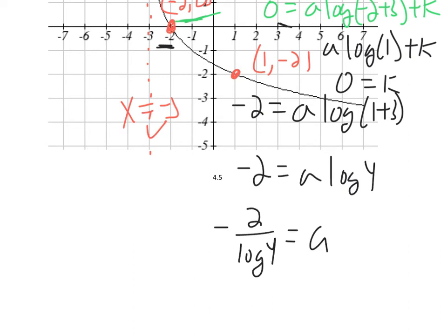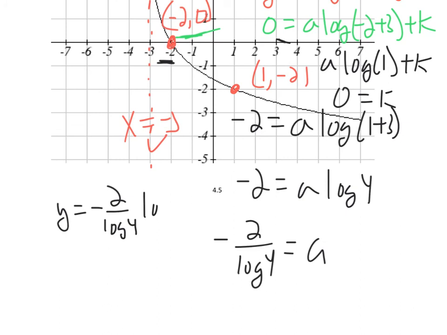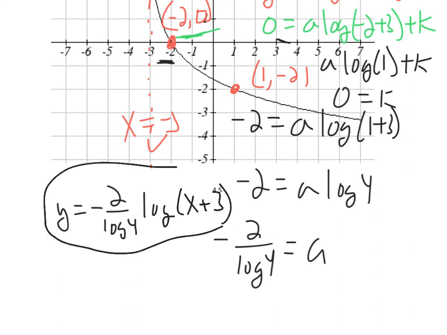Now, we could write y equals -2 over the log of 4 times the log of x plus 3. And that would be an equation for this graph. Now, the only other thing that might happen is if this is a multiple choice question, I probably won't give you log 4 on the bottom.